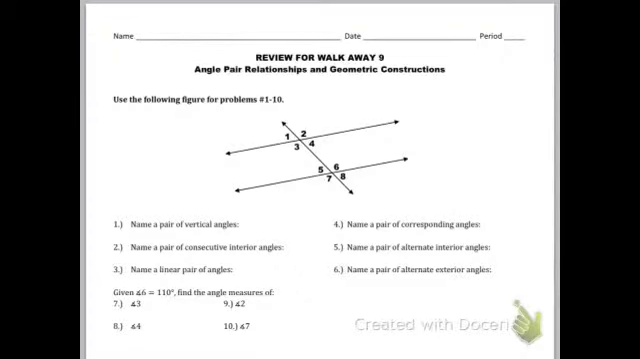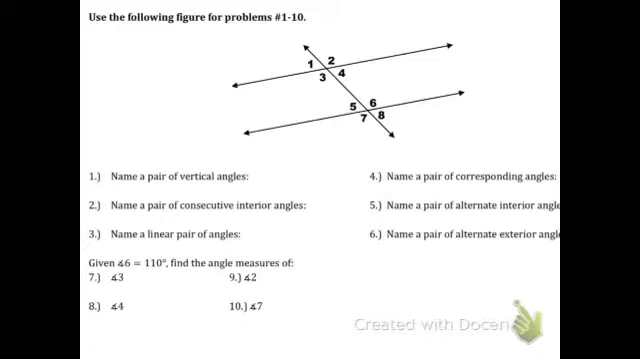Alright, time for the solutions for the review for Walkaway 9. This one includes angle pair relationships, like vertical angles, angles in triangles, angles dealing with parallel lines and transversals, and geometric constructions, using the compass or the straight side of the compass to help us draw things. And so that's what this one's all about.